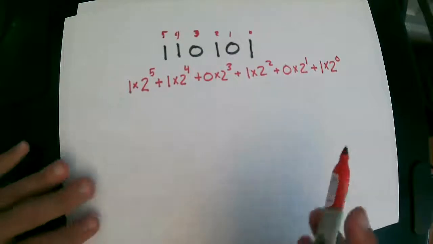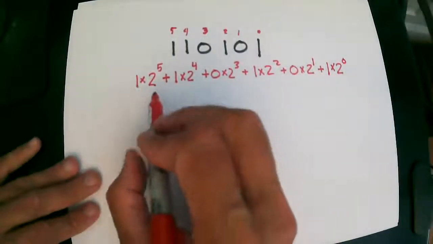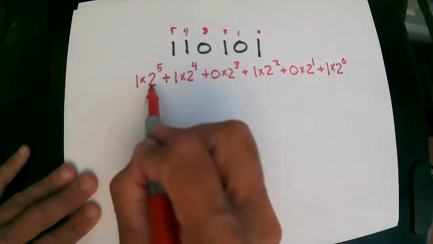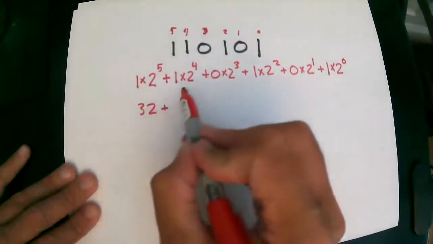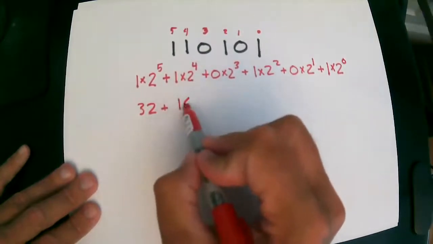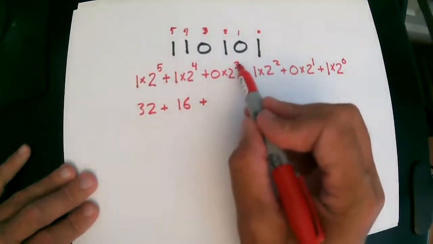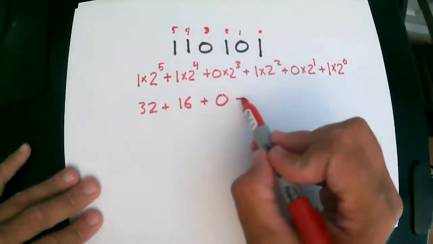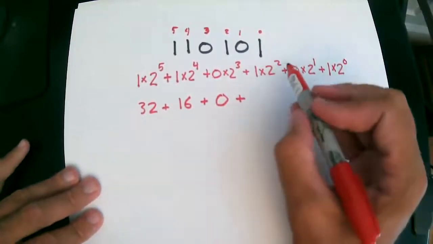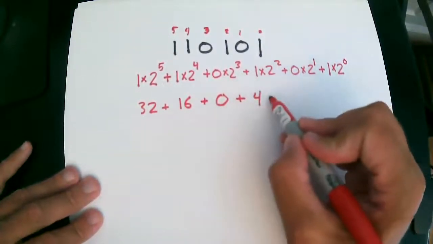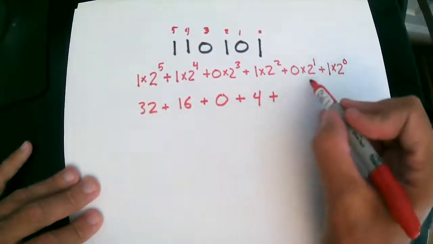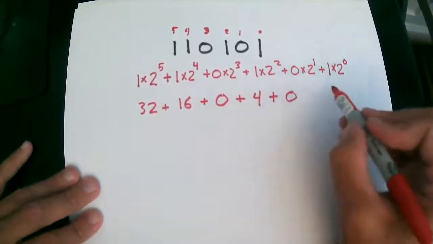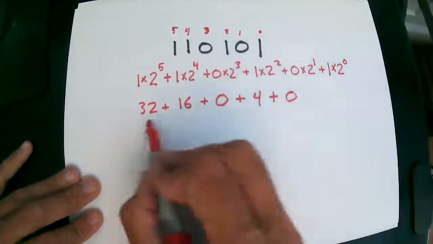Right? So now I can just simplify this expression. So I've got 2 to the 5th, which is 32, times 1, still 32. 2 to the 4th is 16, times 1 is 16. 2 to the 3rd is 8, but times 0, so it's 0. 2 squared is 4, times 1 is 4. 2 to the 1st is 2, but we're multiplying it by 0, so it goes back to 0, right? So the ones with the 0 don't contribute to the sum at all.